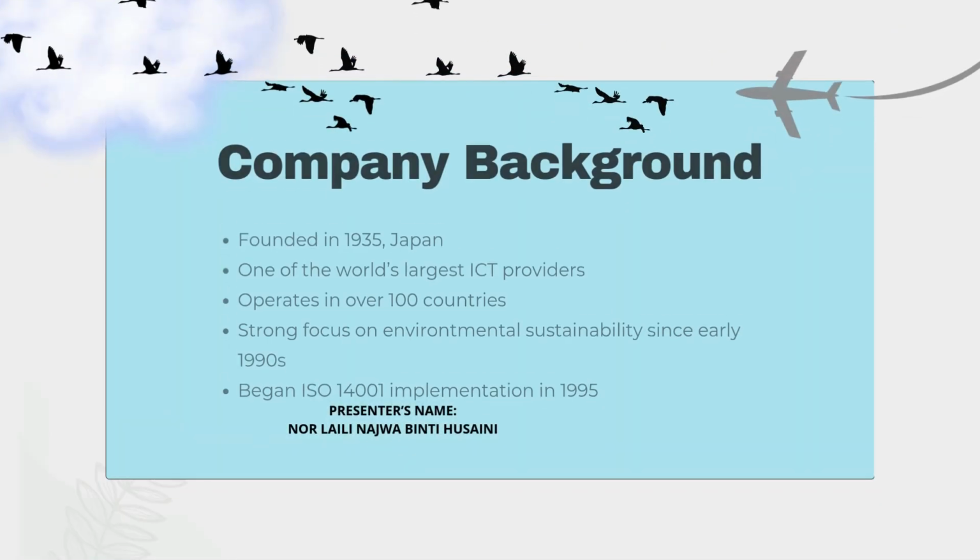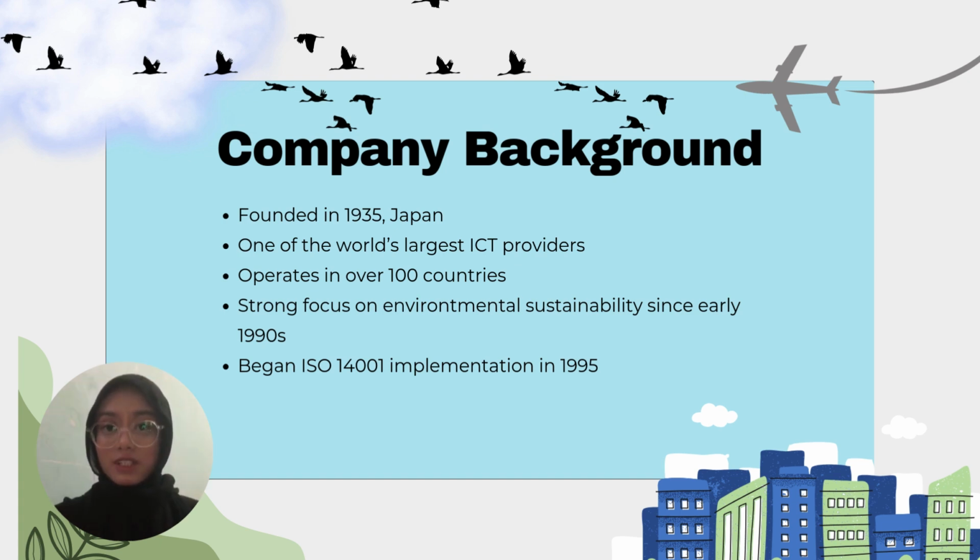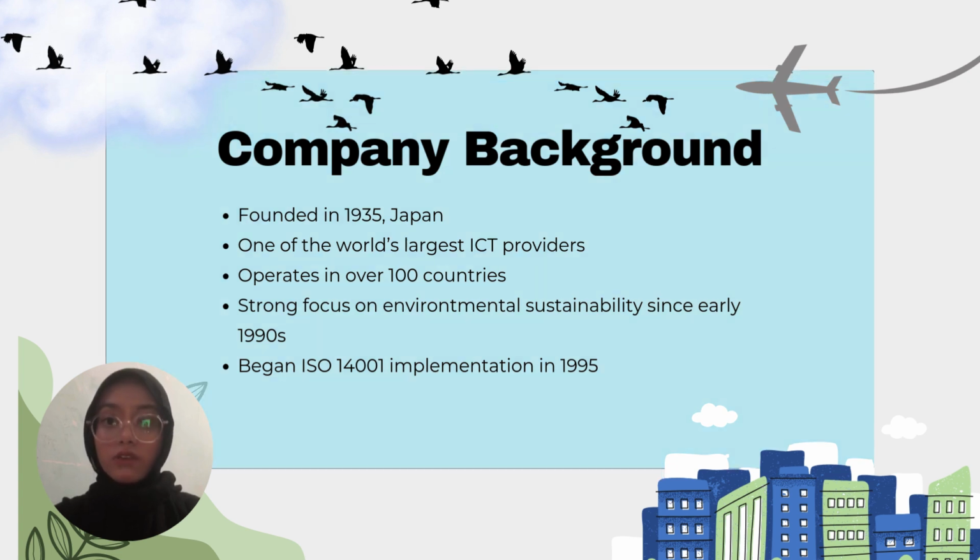Thank you. Assalamualaikum. My name is Najwa binti Husaini, and I will continue the presentation by explaining about the Fujitsu Group company background. The company was founded in 1935 in Japan and has grown to become one of the world's largest providers of information and communication technology, or ICT. With operations in over 100 countries, this company has built a strong global presence over the decades. They began implementing the ISO 14001 standard as early as 1995, just a few years after it was officially published.